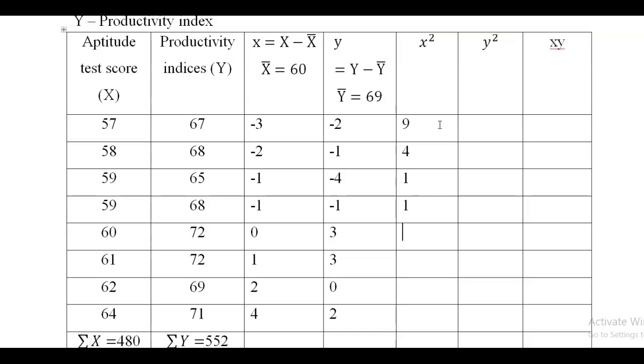4 1 1 0 1 4 16. And what about y square? It is 4 1 16 1 9 9 0 4. And xy, so minus 3 multiplied by minus 2 is 6, 2 4 1 0 3 0 8.